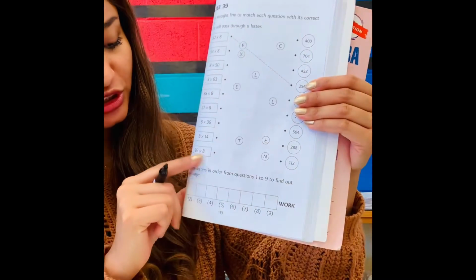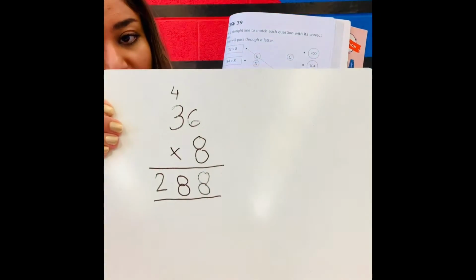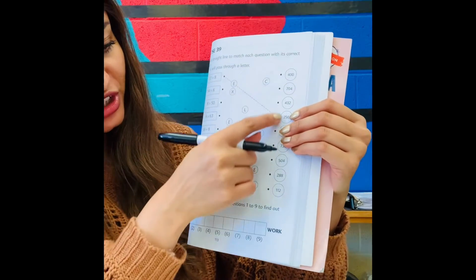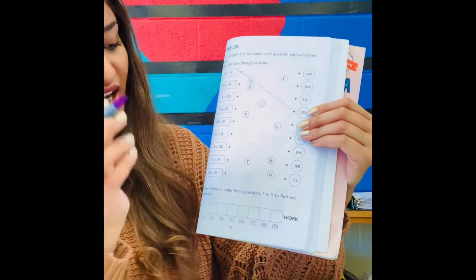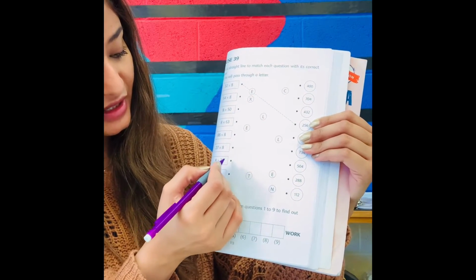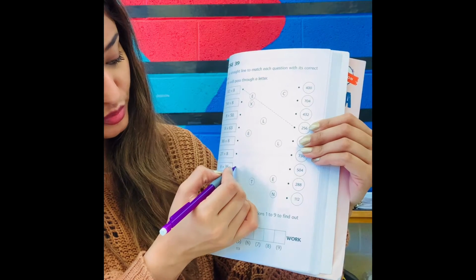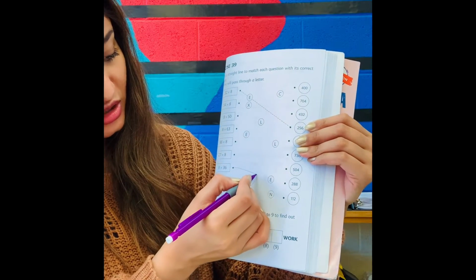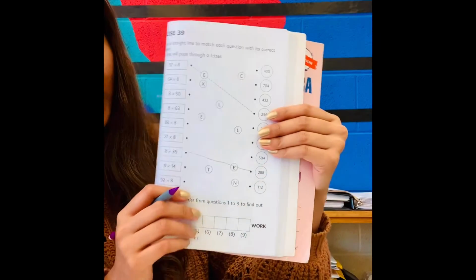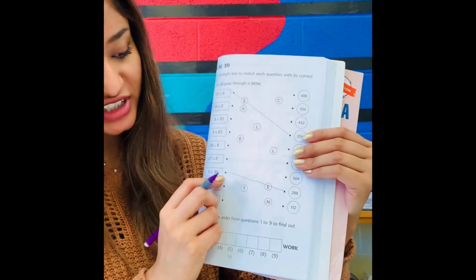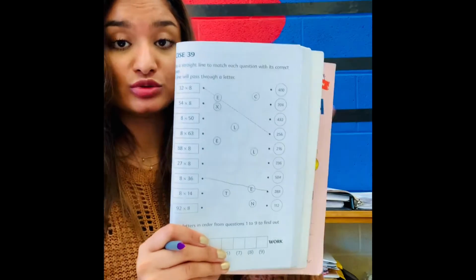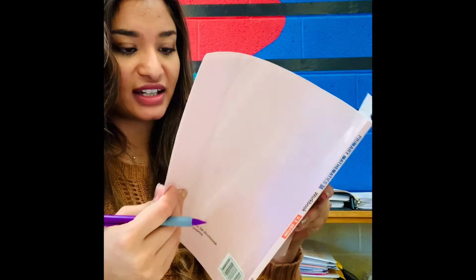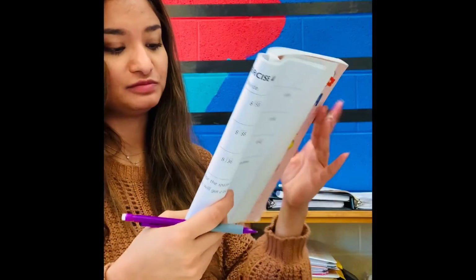Now you need to go over here. And what you need to do, once I got my answer 288, I look over here and I see that there is 288. So I take my pencil and draw a line all the way through letter E. Because when you multiply 8 to 36, you get 288. So that's how you would do this page. Then let's go ahead and look at our next page.